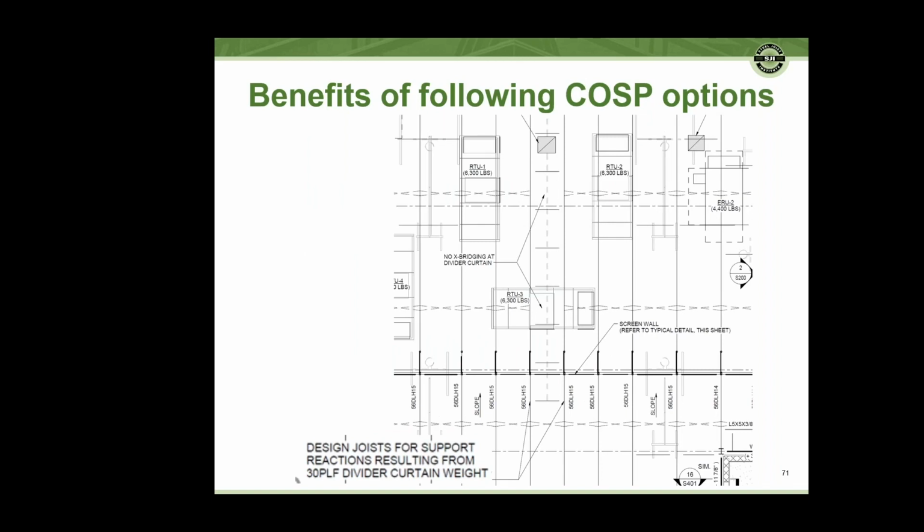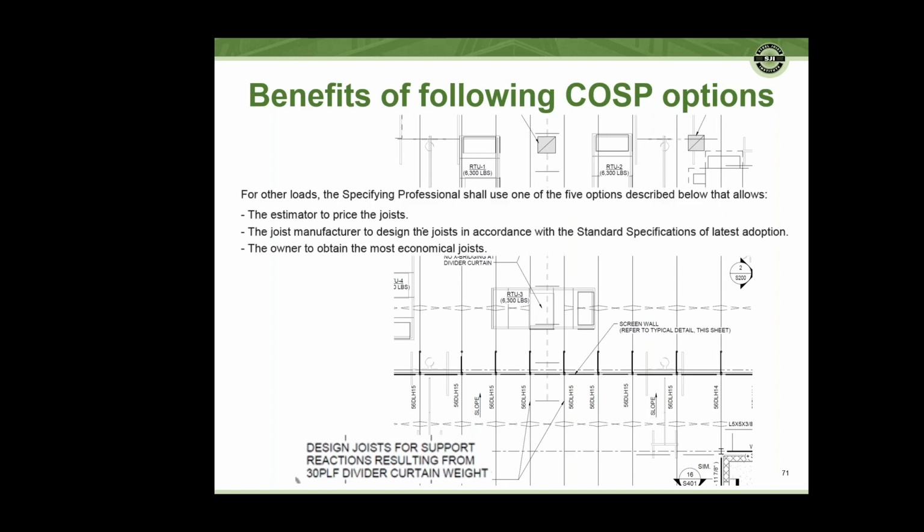So the benefits of following this is... busy and a little bit of small font, but a snippet of a framing plan where there's some standard designations called out on here, 56 DLH15s, but then you also have rooftop units, and you've got screen wall, refer to typical detail. And then there's even additional notes where it says design joist for support reactions resulting from 30 PLF divider curtain weight.